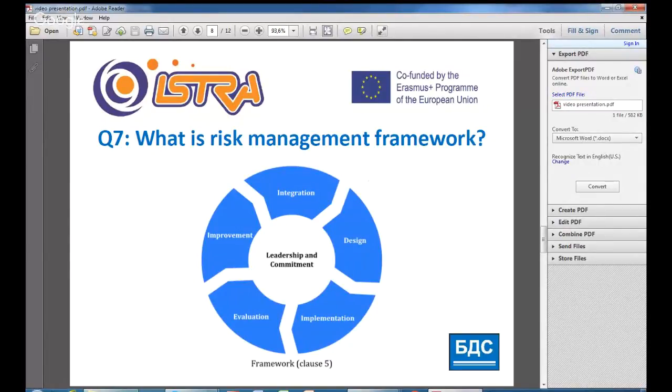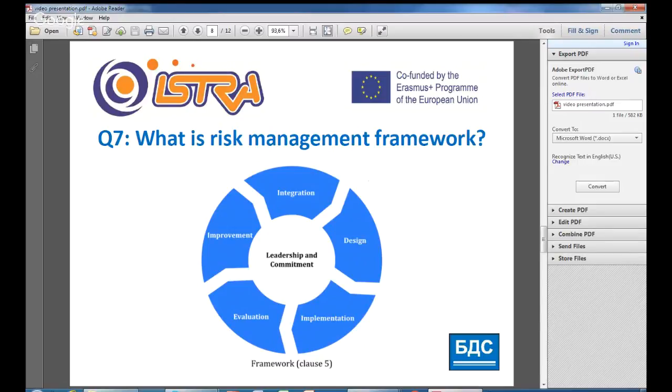The framework has all attributes of a management system. However, it is not intended to substitute the organization's management system. It assists the organization to integrate risk management into the existing overall management system. Let's now go through the elements of the framework.